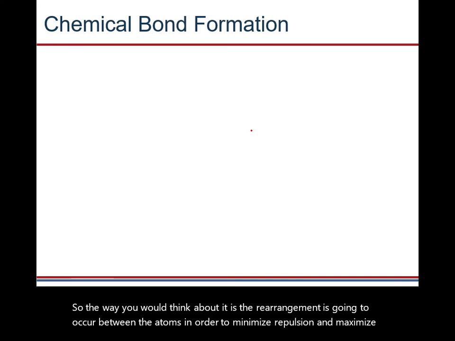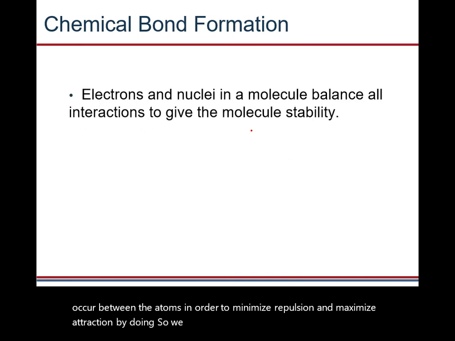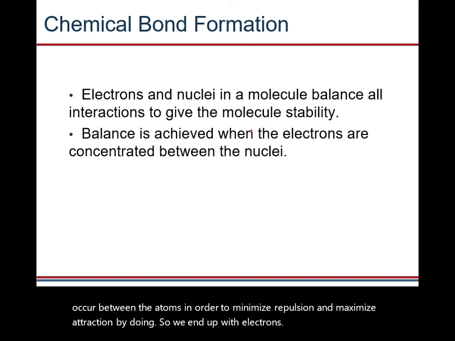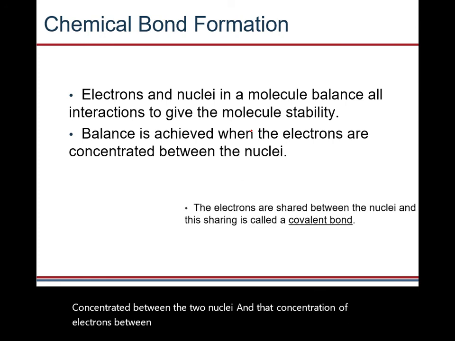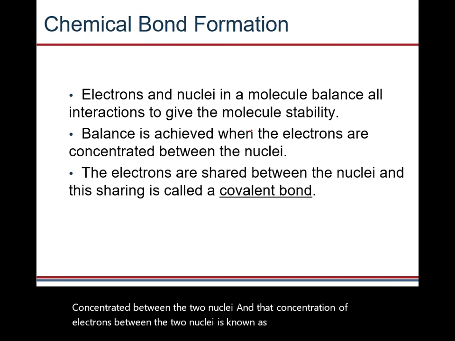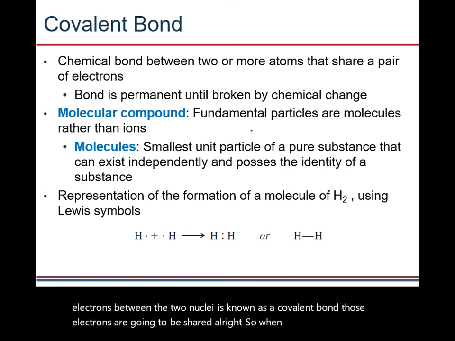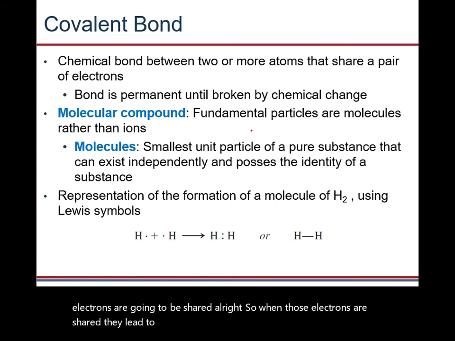By doing so, we end up with electrons concentrated between the two nuclei, and that concentration of electrons between the two nuclei is known as a covalent bond. Those electrons are going to be shared. All right, so when those electrons are shared, they lead to the formation of a molecular compound. And the smallest unit is known as a molecule.